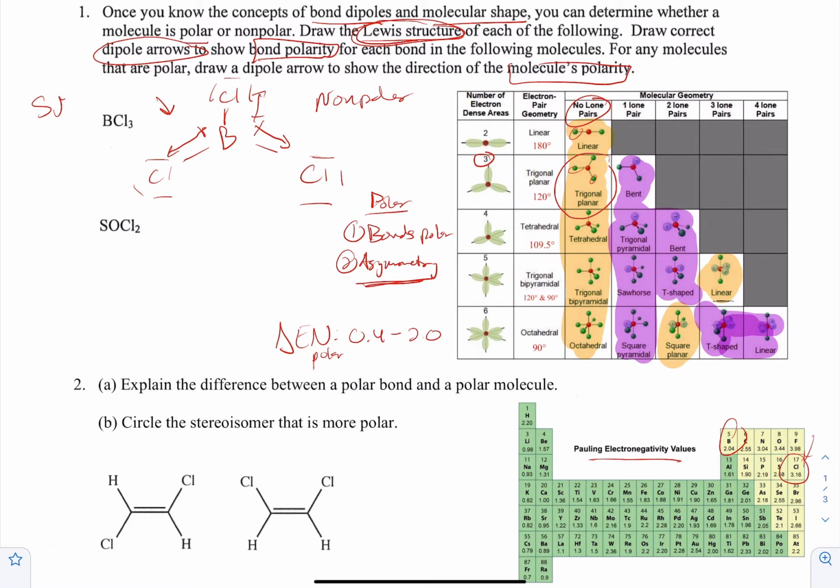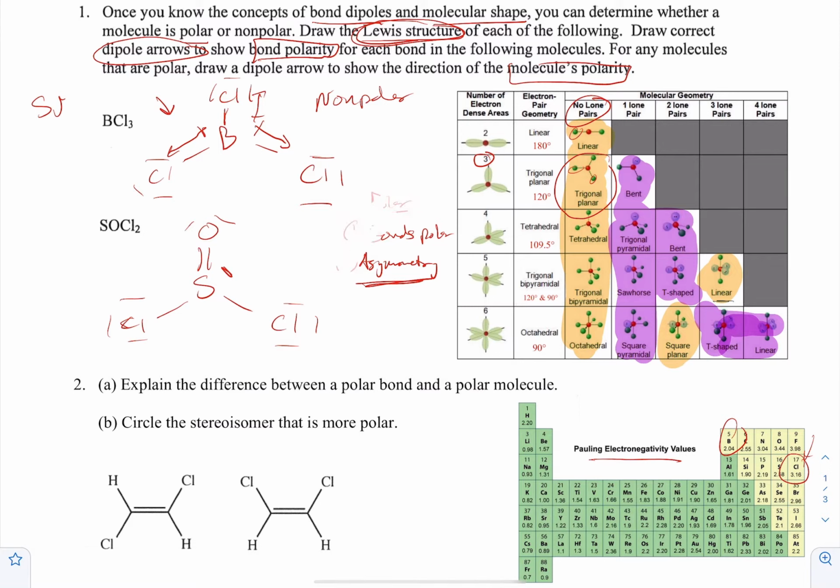All right, the second one here is SOCl2. This is used a lot in organic chemistry. It does a lot of good reactions for us, but here's the Lewis structure. We could have gone through drawing a Lewis structure, but I've done a lot of those in previous videos. Okay, so actually, let me leave that up here.